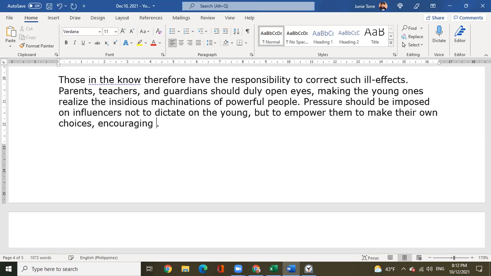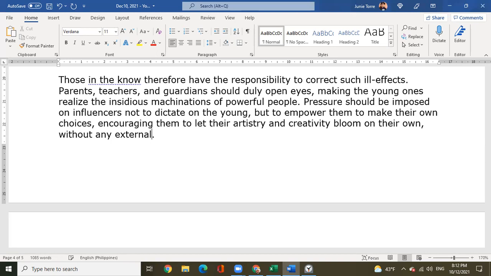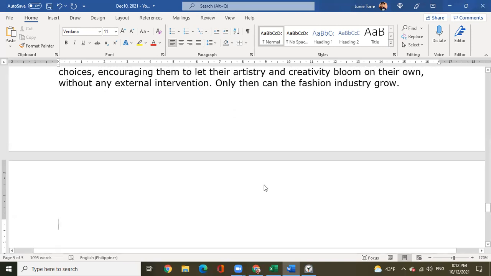Encouraging them to let their artistry and creativity bloom on their own without any, what's another word for outside? External intervention. Only then can the fashion industry grow. There. All right. And then we are now going into the conclusion.